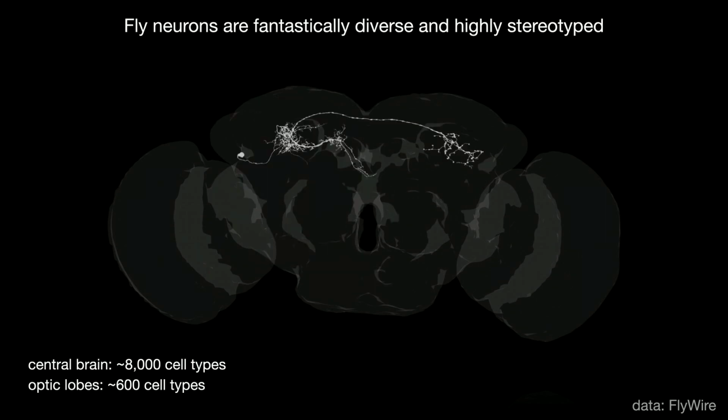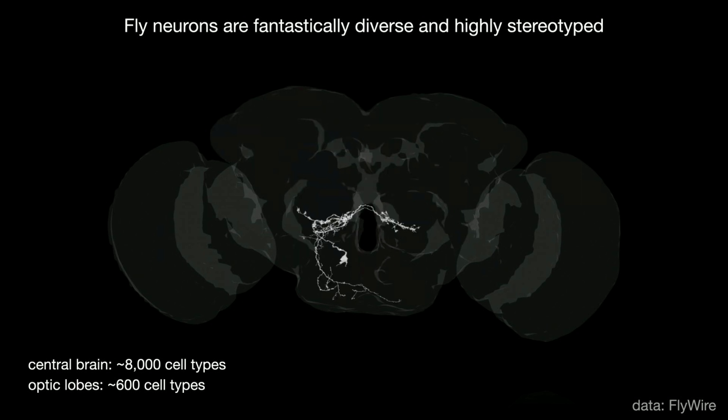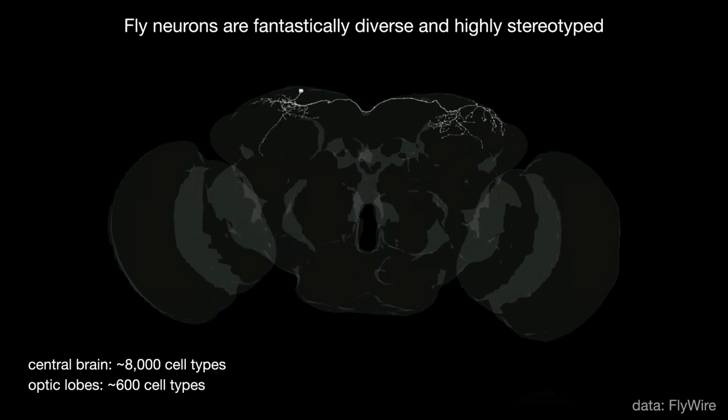Our running tally for the number of cell types in the fly brain, and we're revising this number as new data comes in, is about 8,000 cell types in the central brain, and about 600 cell types in the optic lobes. In the optic lobes, you've got this repeated structure of the visual column, so slightly less diversity there. The important thing is that, like most insect neurons, these are highly stereotyped. So we're able to reliably find the same neuron again and again across individuals, in a lot of cases based on the morphology alone.